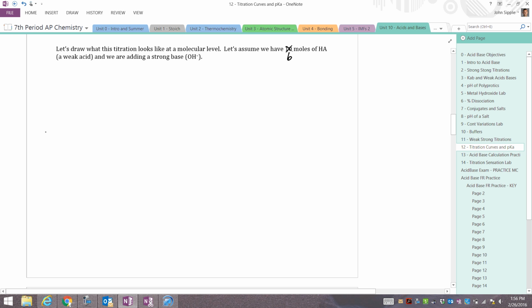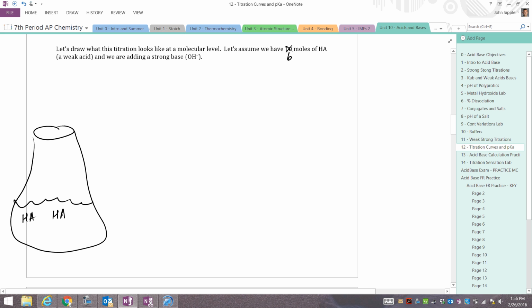Okay, so we draw out our flask, and we have 6 moles of HA. I would change it to 4. Let's quickly change it to 4. Oh, this is all right. Now I'm in with 6 here. Right, we got our burette up here, and it's got NaOH in it. Right, it's got OHs.